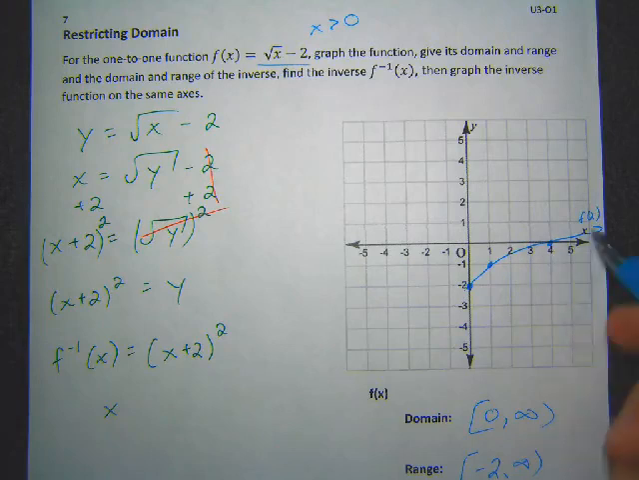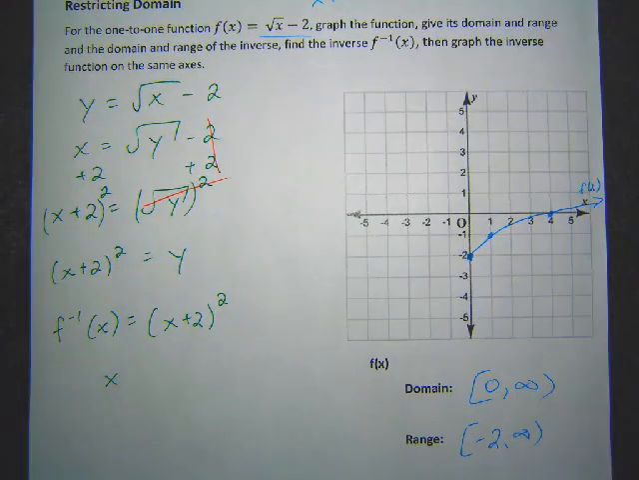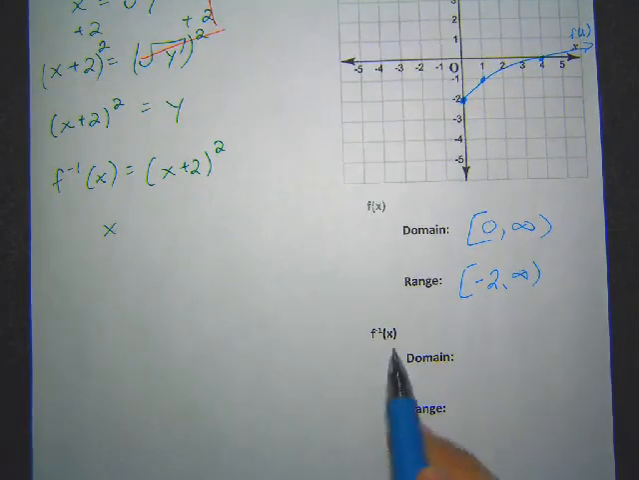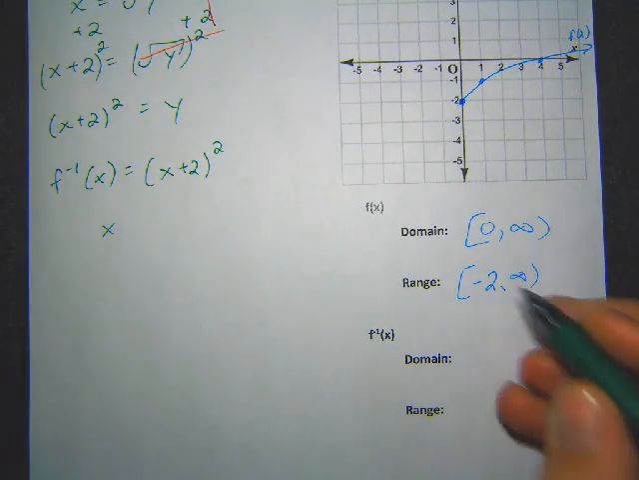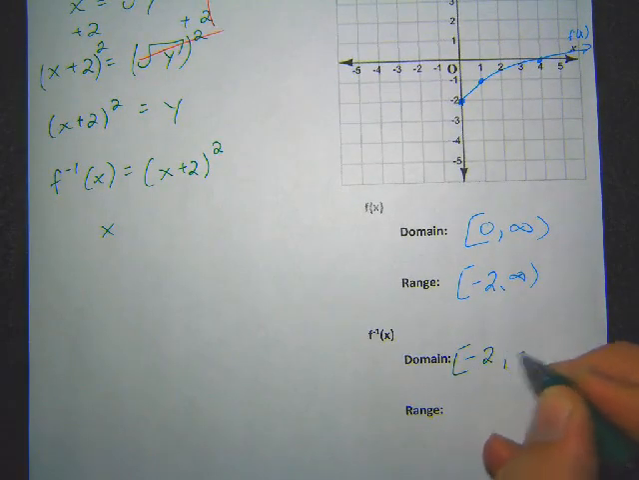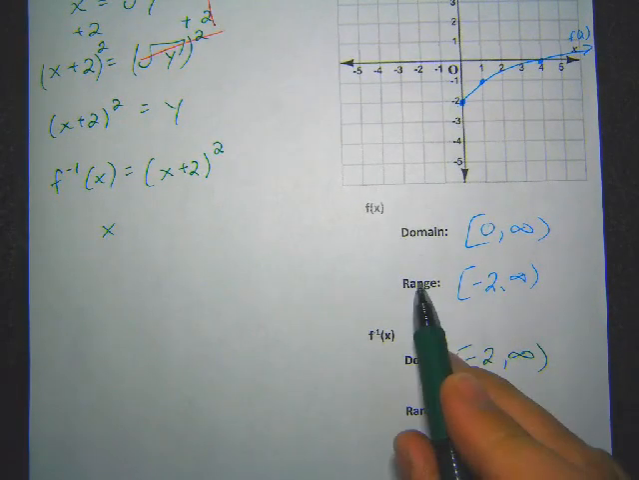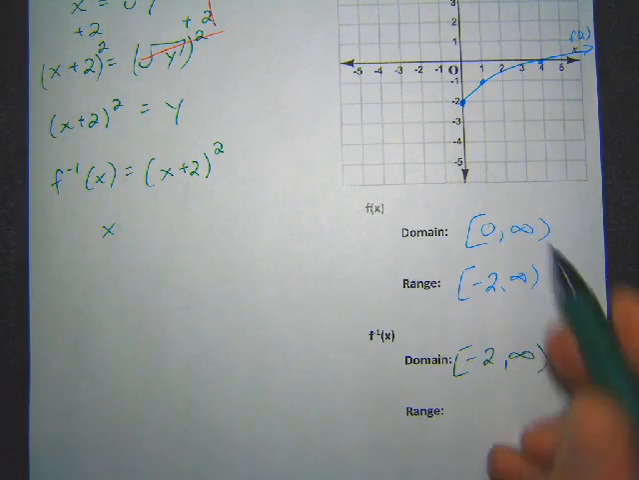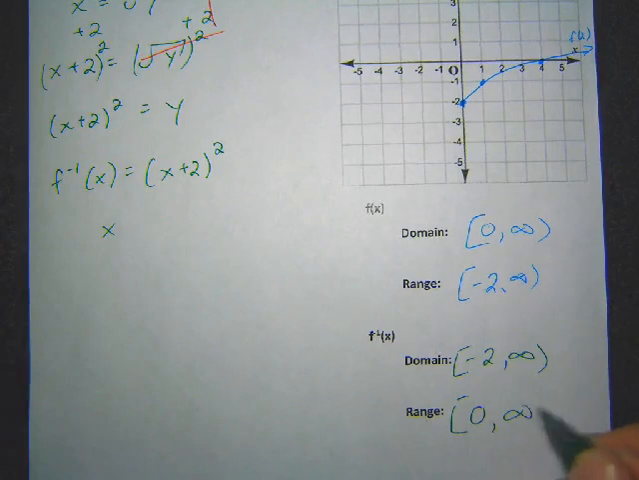Well, because of knowing that information about the original function, remember that we can just switch x and y and find out stuff about the inverse function. So the inverse function, its domain is going to be negative 2 to infinity, because it's got to have the range of the other one as its domain, so they're opposite. And its range is going to be 0 to infinity.